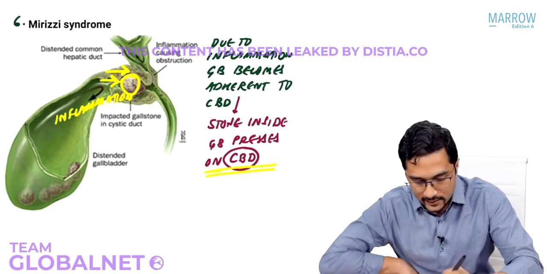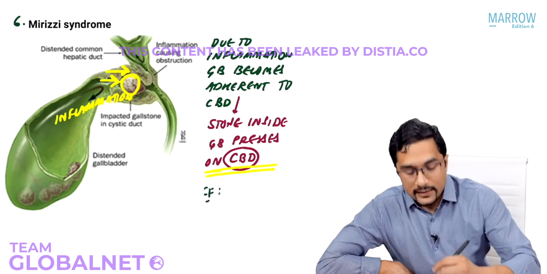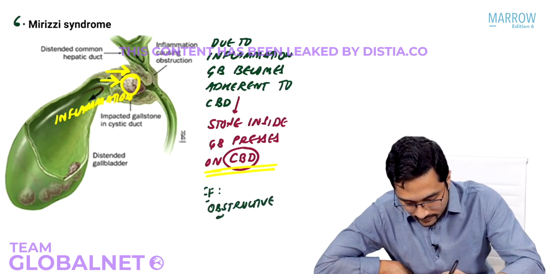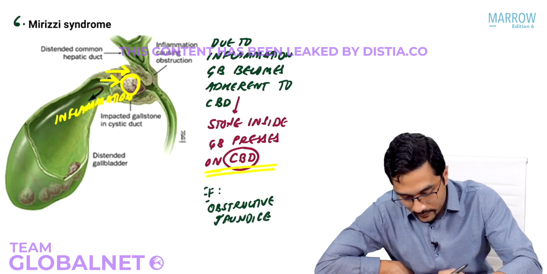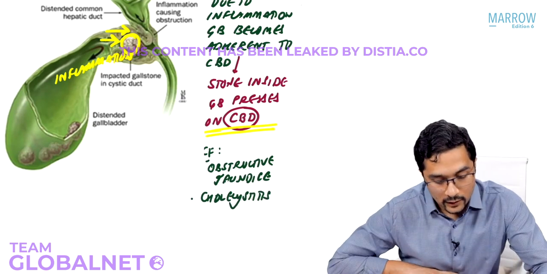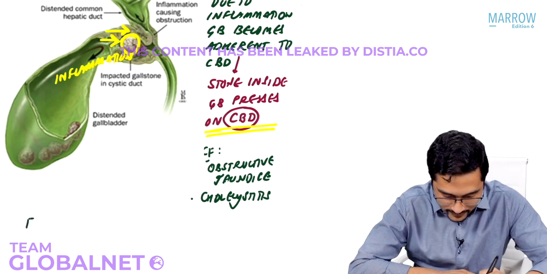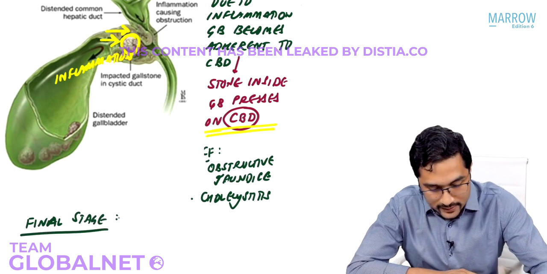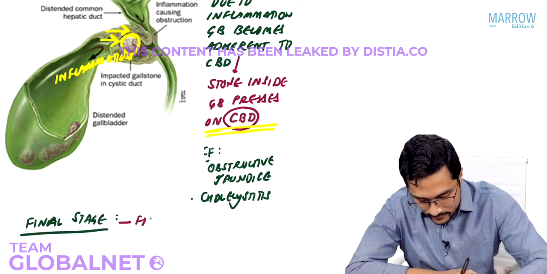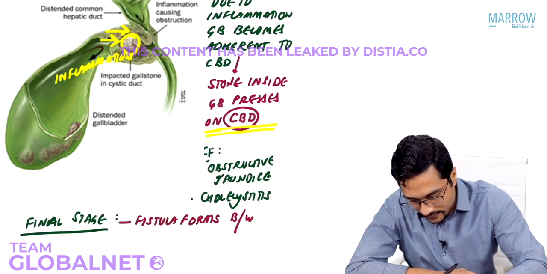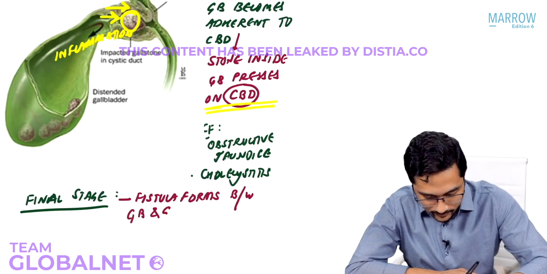what will be the clinical features? The clinical features of these patients, they can present with obstructive jaundice, because the CBD is getting pressed, and there can be features of cholecystitis as well. Now, the final stage of Mirizi's, and this has also been asked in the exam, the final stage of Mirizi's is when a fistula forms between the gallbladder and CBD.